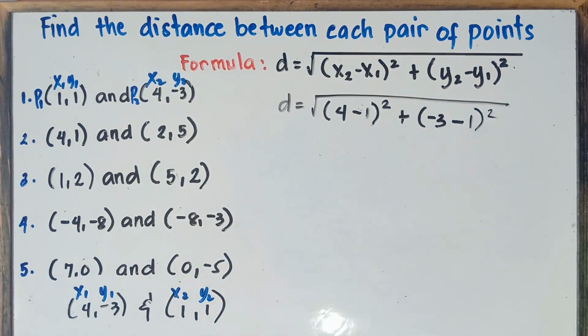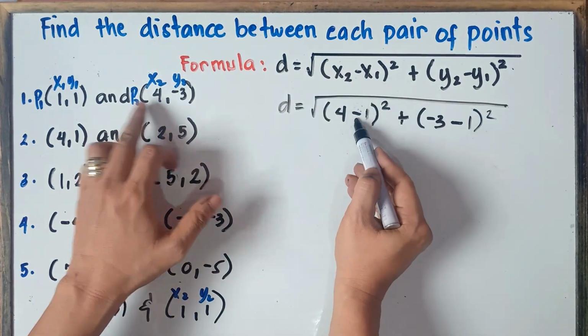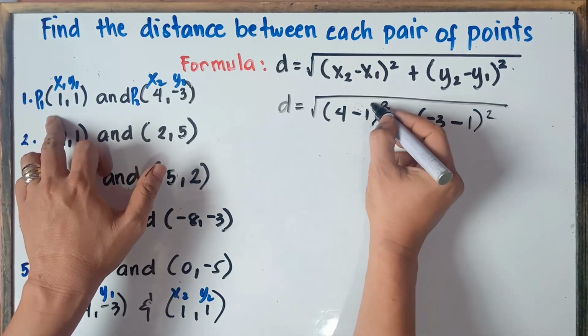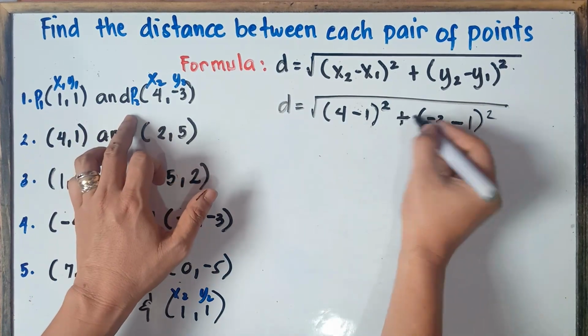Alright, once again, class, I hope you're not confused. Copy the square root, x sub 2 is 4. Copy the minus sign, x sub 1 is 1. Do it step by step, close parenthesis, squared. Do not forget squared. It's in the formula. Copy the plus sign.